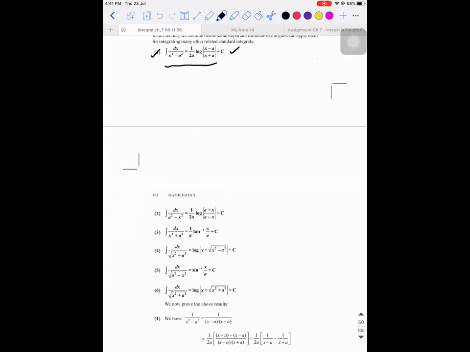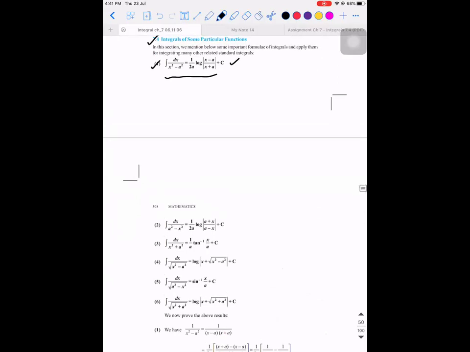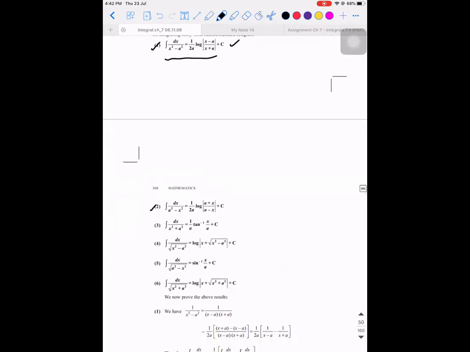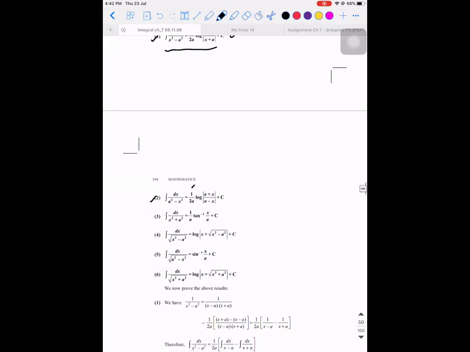So 1 by x square minus a square is 1 by 2a into log of x minus a by x plus a. If you observe the second one, it is a square minus x square. So a square minus x square also has the formula 1 by 2a into, but it is log of a plus x by a minus x. Don't write it as x plus a by x minus a. It is a plus x divided by a minus x. Is that clear?